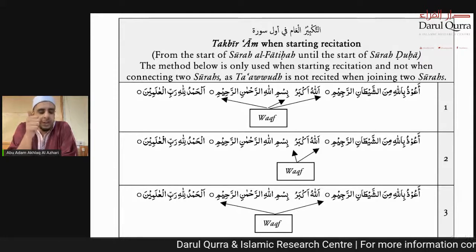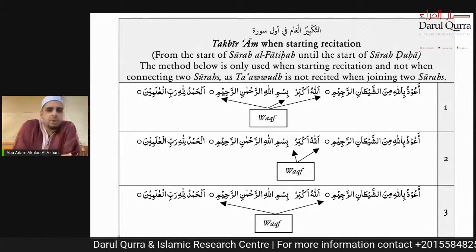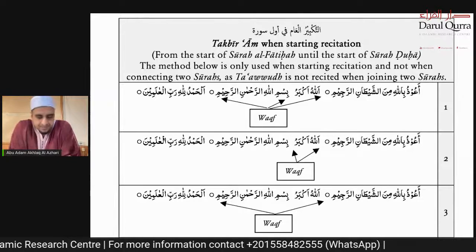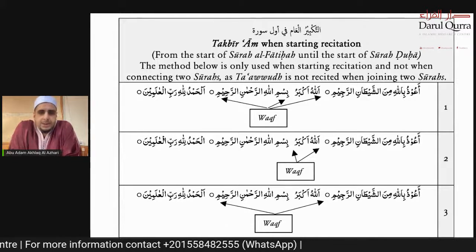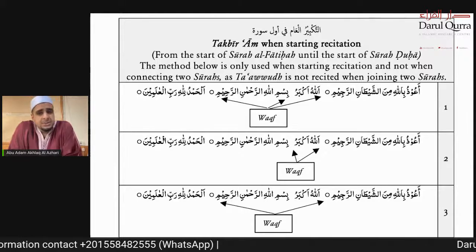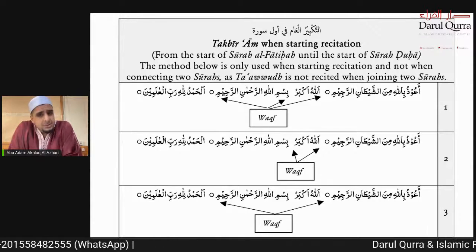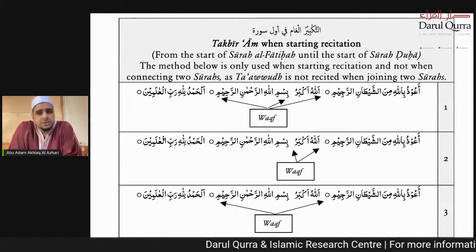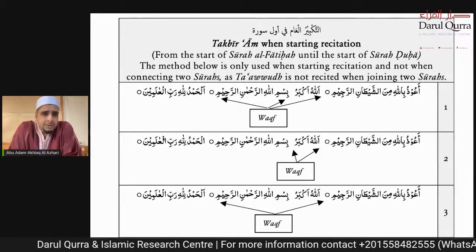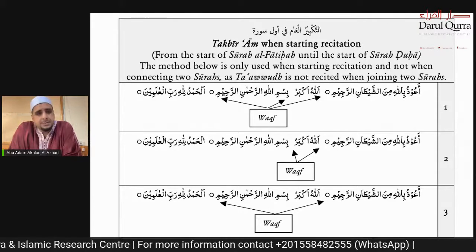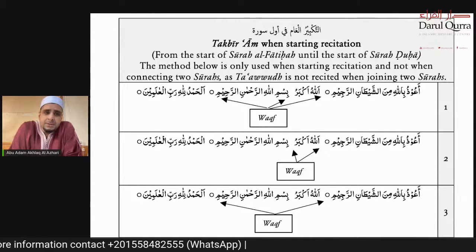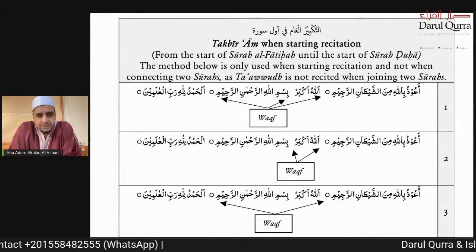Scenario number one. So look how many different ways you could do this. Number one, you're going to do waqf upon all of it. So faslul kull. So, a'udhu billahi minash shaytanir rajim. Allahu akbar. Bismillahir rahmanir rahim. Alhamdulillahi rabbil alameen. That's your first scenario.